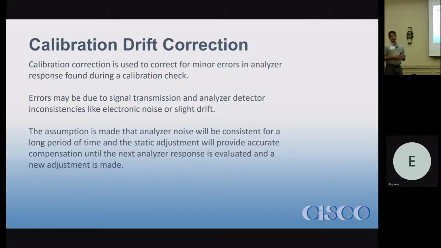So the assumption here is if there's going to be a problem with the analyzer, for whatever reason, drift, that's going to be consistent for a period of time. Because we're going to take a snapshot in the morning or whenever your calibration check occurs, and that snapshot is assumed to be representative of how that analyzer is going to behave for, say, the next 24 hours.